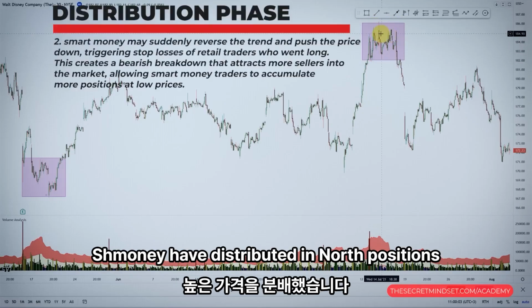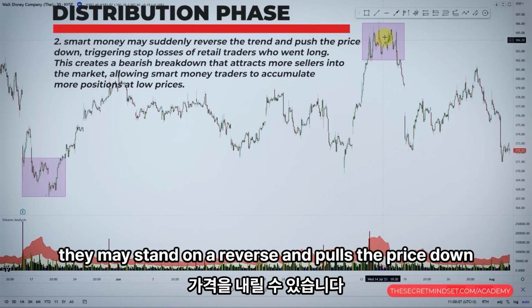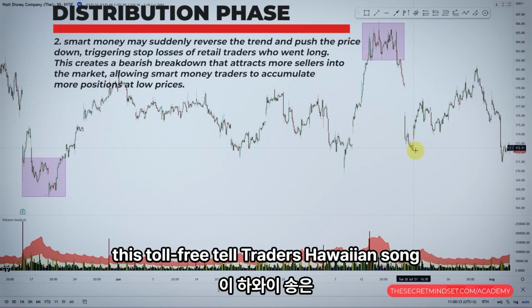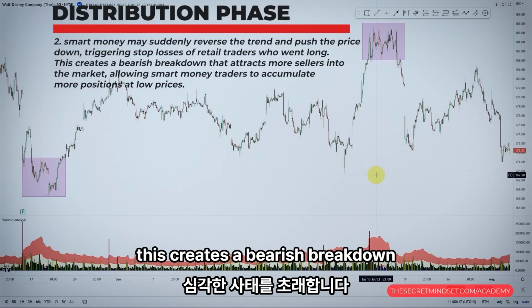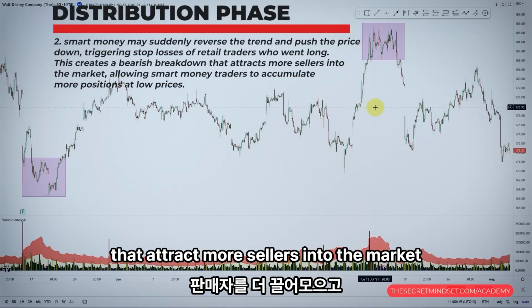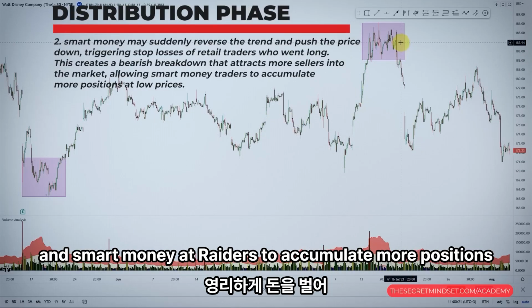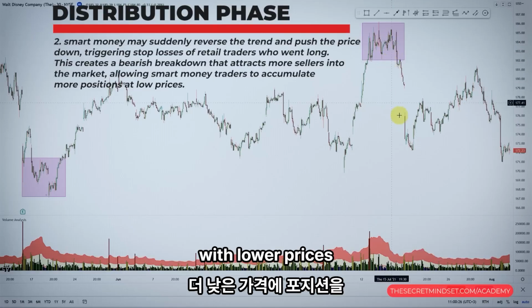And once smart money have distributed enough positions at high prices, they may suddenly reverse the trend and push the price down, triggering stop losses of retail traders who went long. This creates a bearish breakdown that attracts more sellers into the market, allowing smart money traders to accumulate more positions at lower prices.